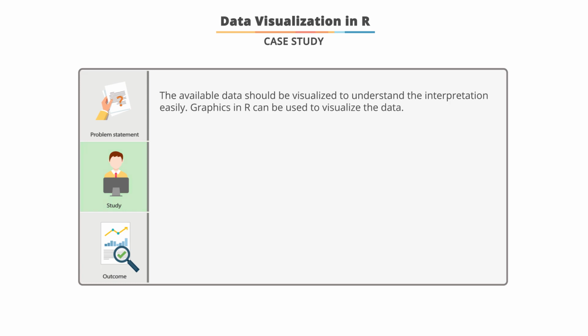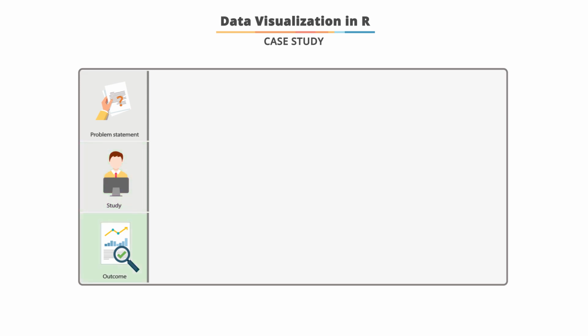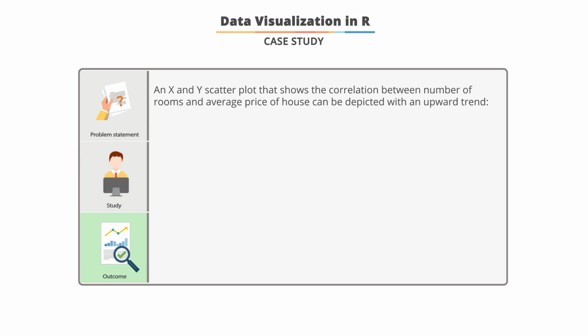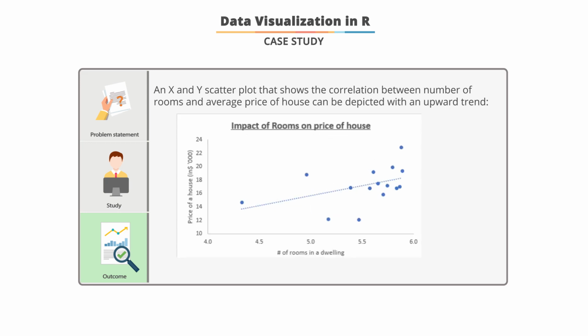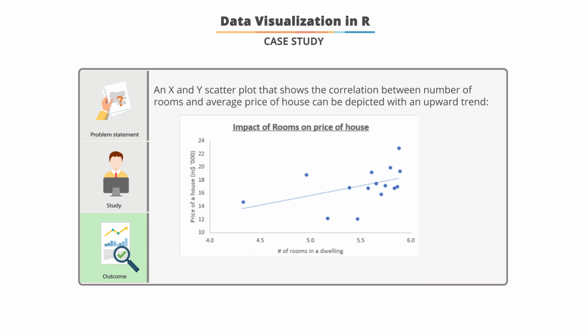Well, graphics in R can be used to visualize that data. So, how about we create an X and Y scatter plot showing the correlation between the number of rooms and the average price of the house and see what that looks like. So we graph that. We have the number of rooms in a dwelling on the x-axis, and you see from this group it ranges from 4 to 6. And then the price of a house in hundreds of thousands seems to be on the lower end around 100,000, 120,000, and goes up as high as about 240,000.